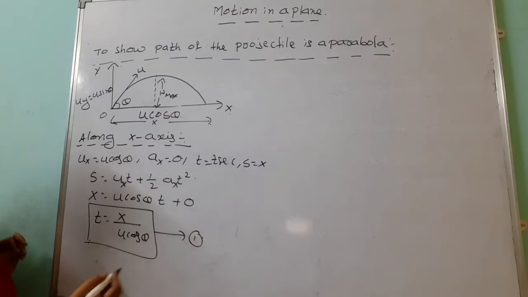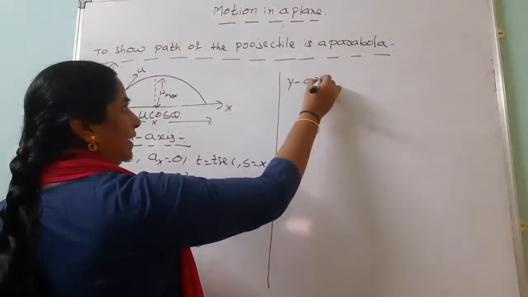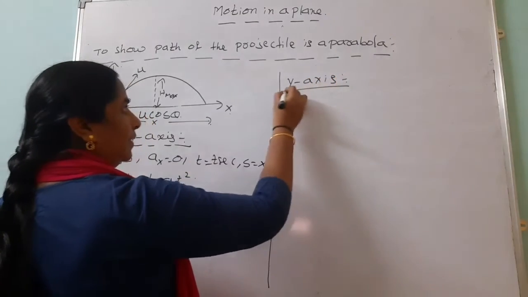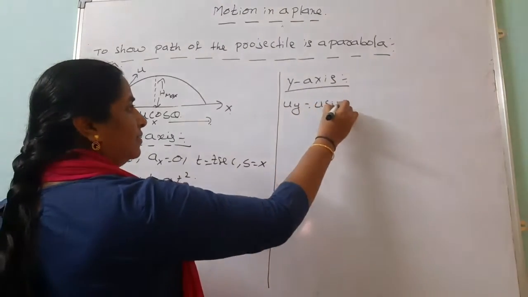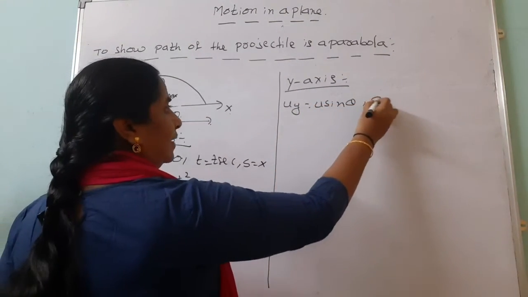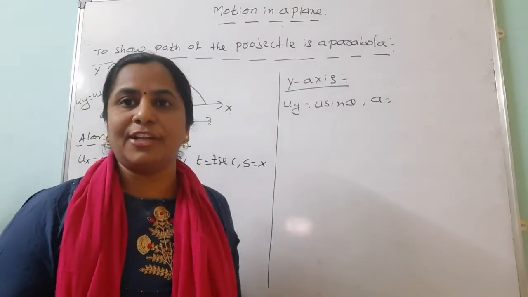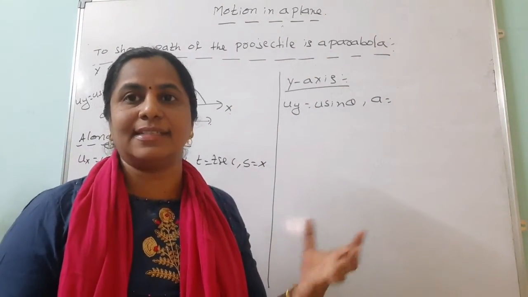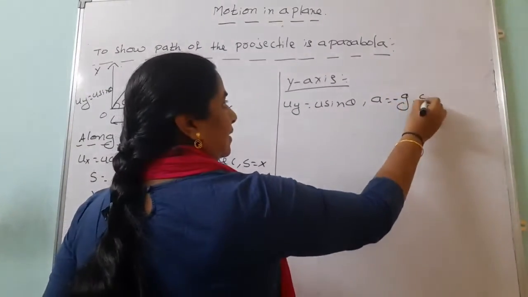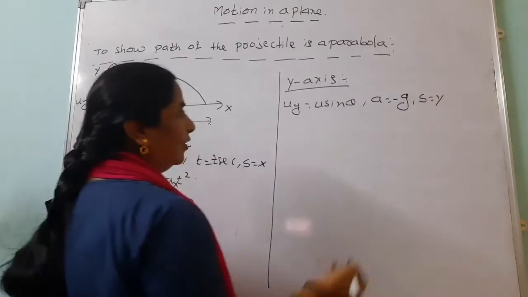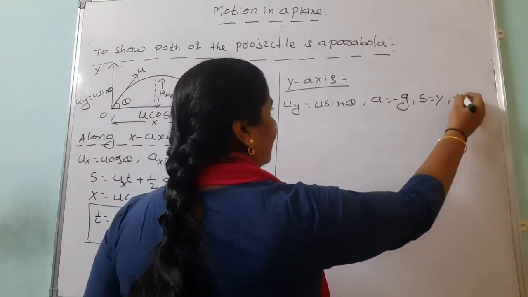Equation number 1. Then along the y-axis. Here we know that the vertical component of velocity, uy, equals u sin theta. But here, acceleration vertically, the earth is pulling, and we are throwing it at an angle other than 90 degrees upwards. So acceleration equals minus g. Displacement we should consider along the y-axis, means sy, and time is the same, t seconds only.